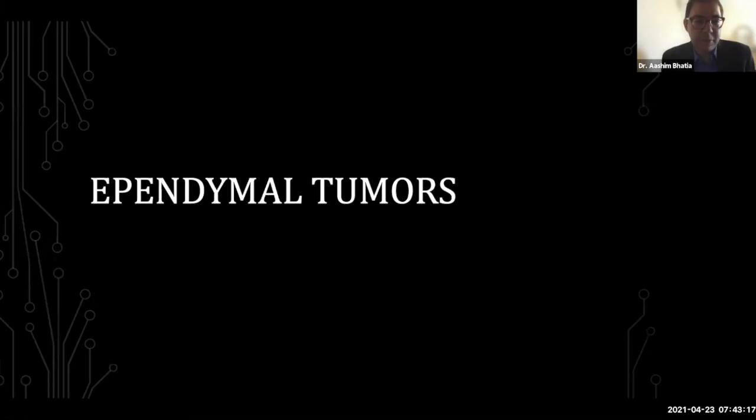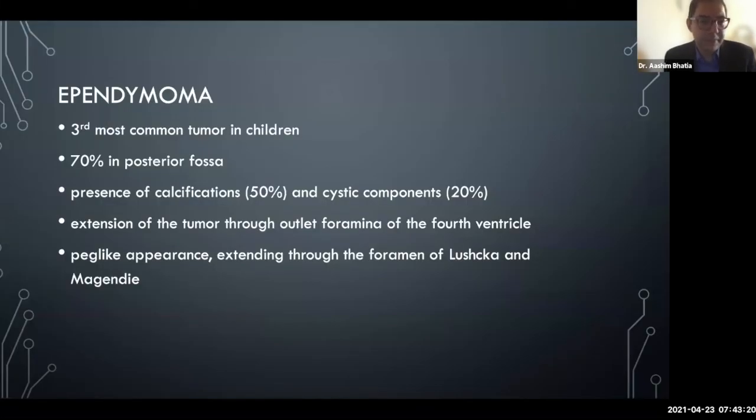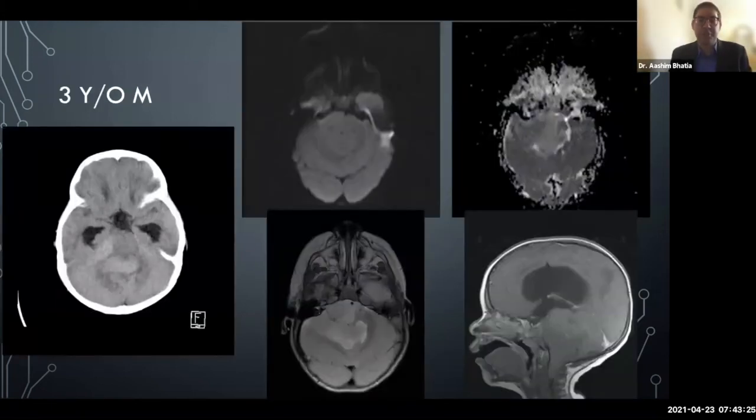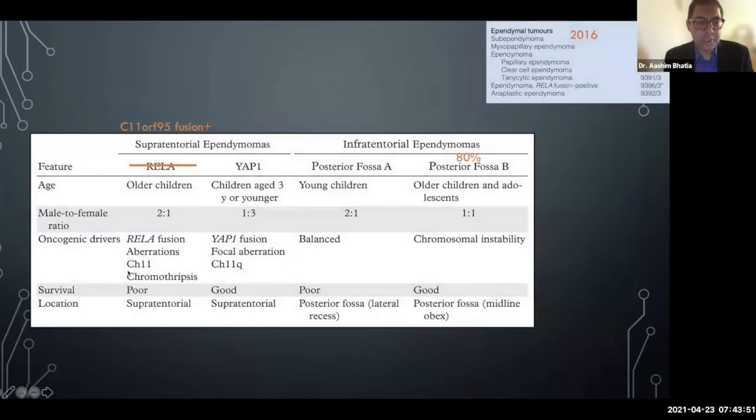We'll now go over ependymal tumors, ependymoma, third most common tumor in children. And we'll kind of talk about the classic imaging findings. This is your classic imaging finding where you have a mass centered in the fourth ventricle extending through the foramen of Magendie into the foramen magnum. You get that peg-like appearance. No definite reduced diffusion. You also get extension to the foramen of Luschka. And then CT here is slightly hyperdense. Think about ependymoma. So when you see those classic imaging findings, you should think of ependymoma.